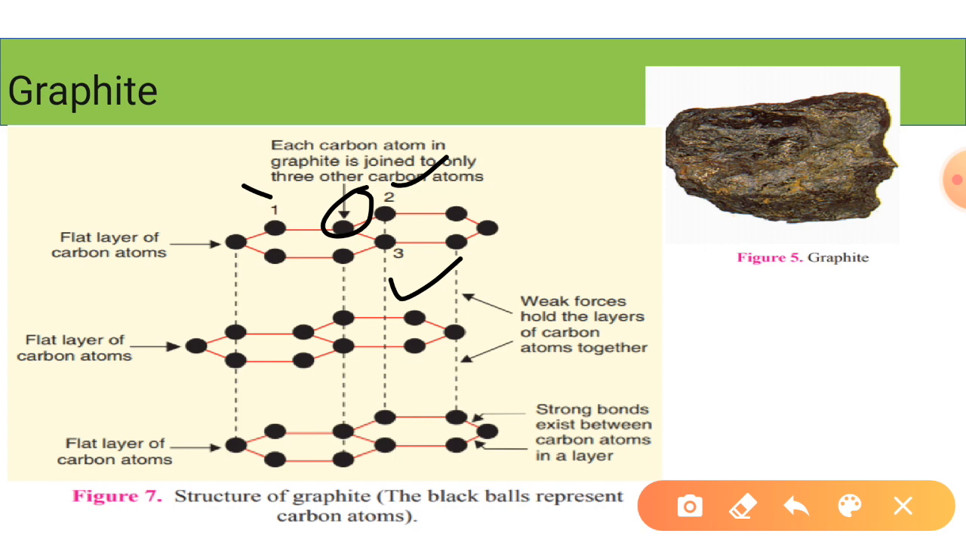And now these sheets have weak forces which hold them together. Because of this, graphite is smooth, and it does not have as high a melting and boiling point when we compare it with diamond. So these are the reasons because of which graphite and diamond differ so much.